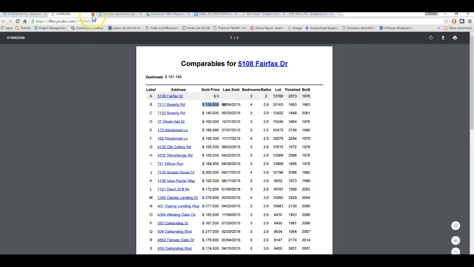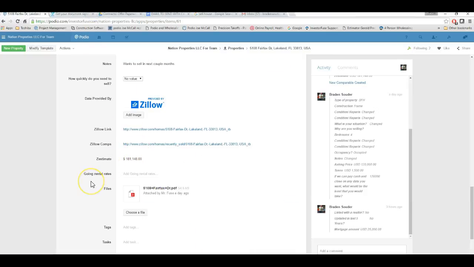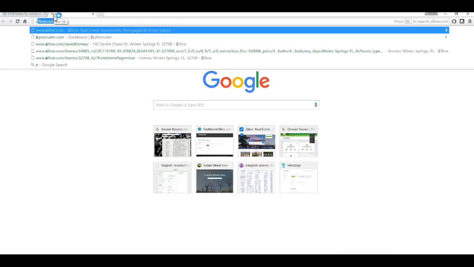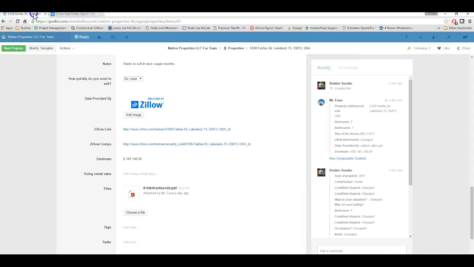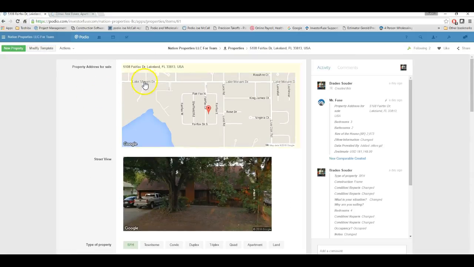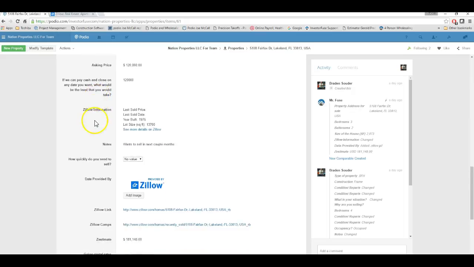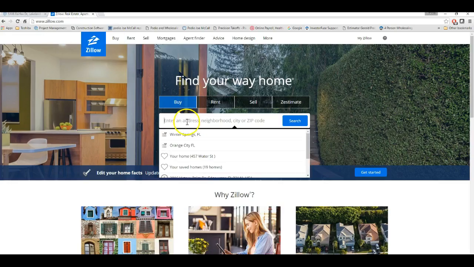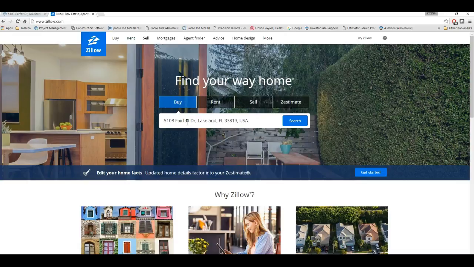Okay, so that's just a printout, but we really want to see a little bit better detail of these comparable sales. How we're going to do that is we're going to look at the Zillow houses that have sold. So let's go to Zillow.com and get the address of the property that we need to get comparable sales for. We could click down here as well. So get the address, paste it in there.